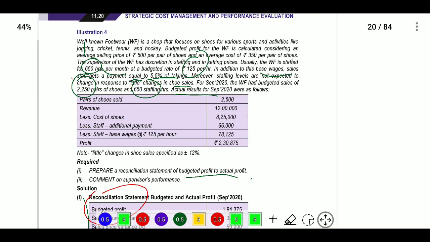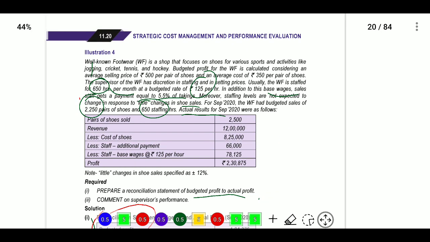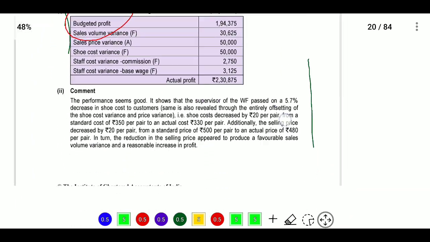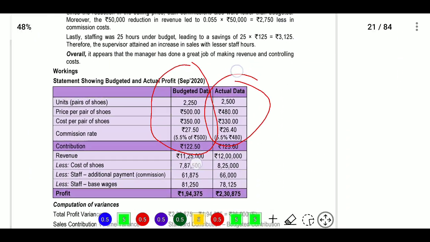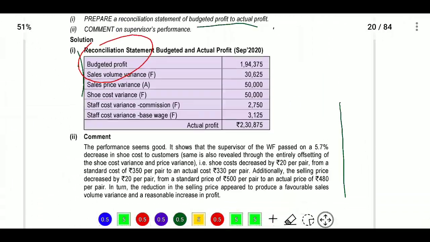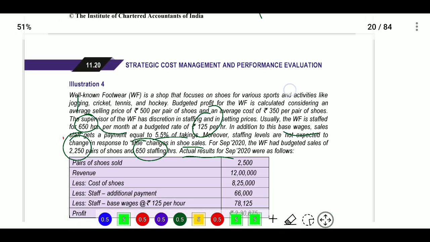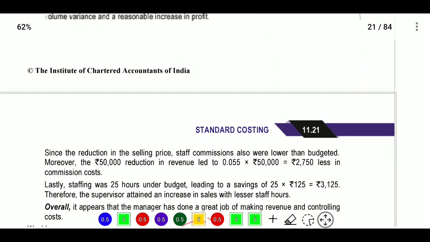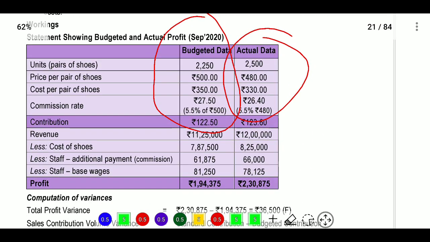And what is the price per unit? For actual they provided 650, and they provided 350 average cost. Selling price will be 500, variable cost will be 350, and they provided a commission. The commission rate is 5.5%, staff get a payment equal to 5.5%. After the selling price per unit, we deduct cost and the commission rate, and we get the contribution.